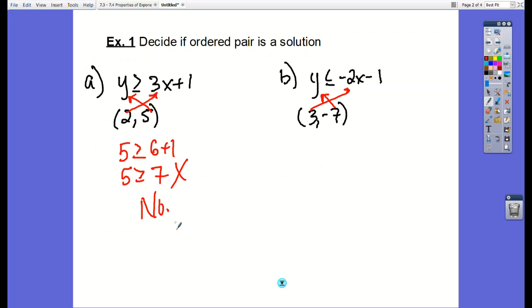Trish, do the same thing. Plug in 3, negative 7 to this other inequality. You get negative 7 is less than or equal to negative 7. Is that true? Yes. That's all we got to do. We just need to be comfortable plugging things in and double checking that they work out, right? So negative 7 is not less than, but it is equal to. So that one works out. 5 is smaller than 7, so that one just doesn't.